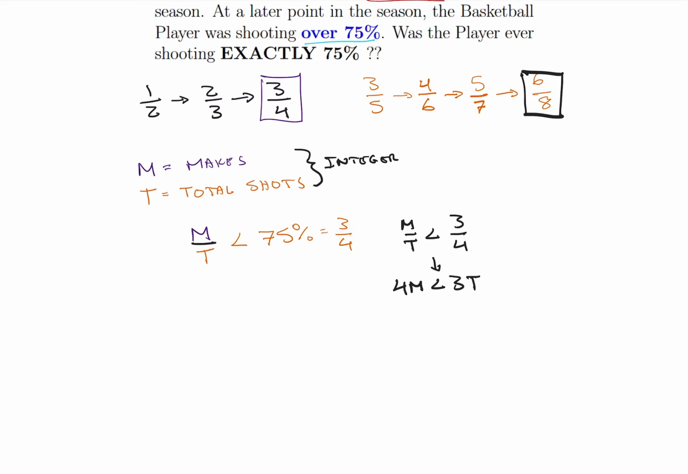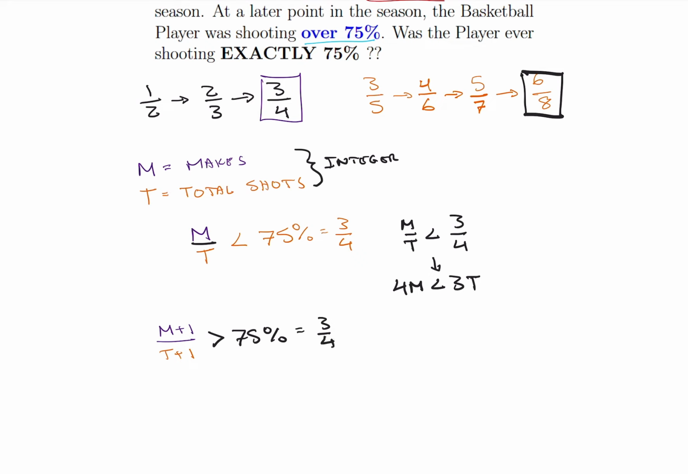Okay, so let's say it's not true. Let's say it doesn't have to hit exactly 75%. Then what does that mean? That means that my M over T was less than 3/4. At some point, if I don't hit that 75%, there has to be an M and a T such that the next shot, if I take one more shot and it's a make, we'll call that M plus 1 over T plus 1, has to be greater than 75%, which we already said was 3/4.